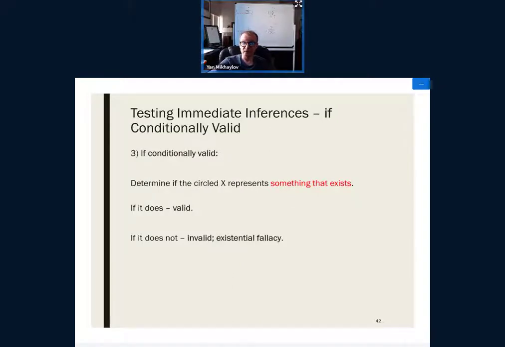And now you're just looking to have the x in the same place. So if you have an x in the same place, then it is conditionally valid. The condition is again that whatever is your x should exist. So in other words, your S class should exist. If your S class doesn't exist, then it's existential fallacy. If your S class does exist, then it is valid. If you don't know if it exists or not, then it is conditionally valid.